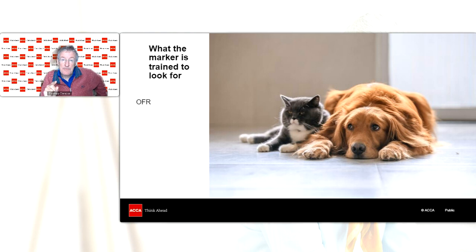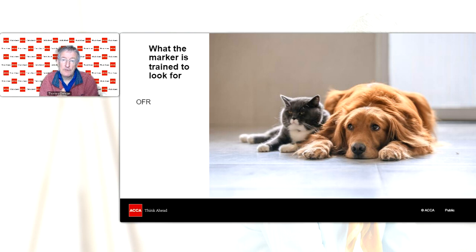And today, I'm helping you by thinking about the marker and thinking, if you can get into your head how the marker is thinking, you can make friends with the marker and you will find it easier to earn the marks. OFR. What are the markers trained to look at? OFR stands for Own Figure Rule.